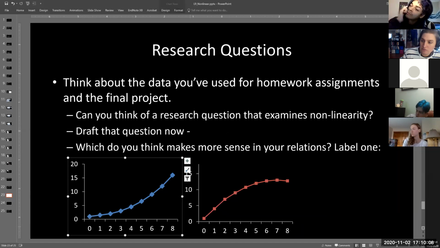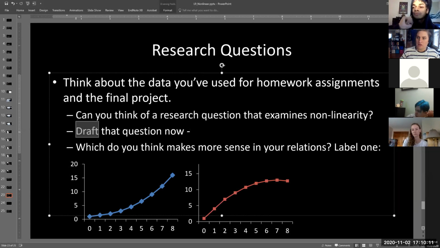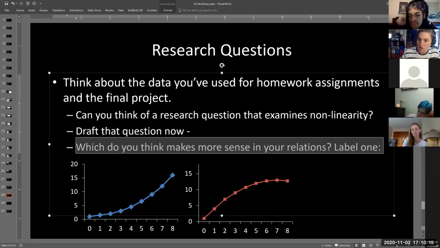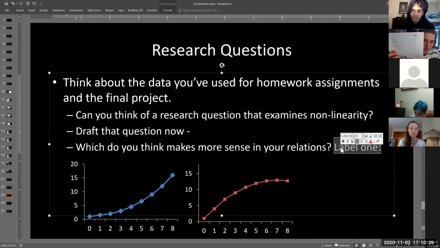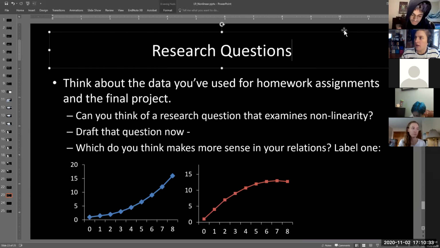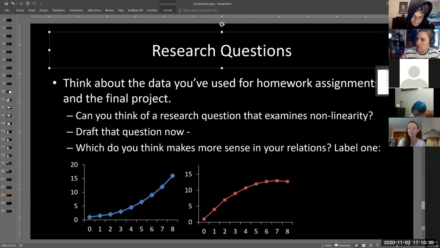What I want you to do is draft a research question. Does one of these make more sense than the other? And if so, label it. Just draw a quick and dirty plot on your scrap paper. And I'm going to put 10 minutes on the clock for you to do this.